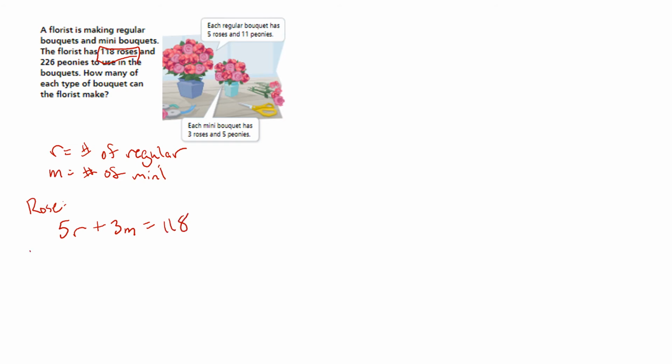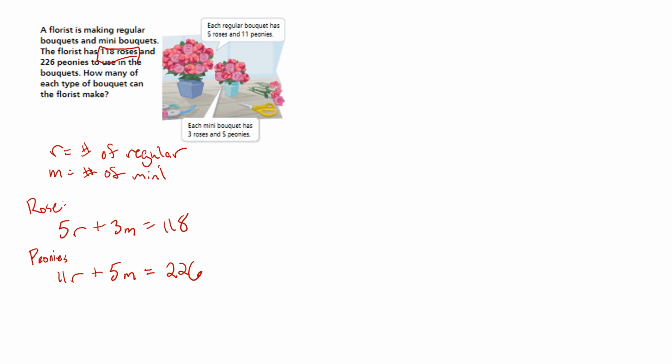And then we also have the peony equation. So the regular is 11, so we're going to have 11R plus the mini is 5, so we have 5 times the number of minis equals, and we have 226 peonies. So now in this equation, we're going to have to multiply both equations by something in order to get them to be the same number.